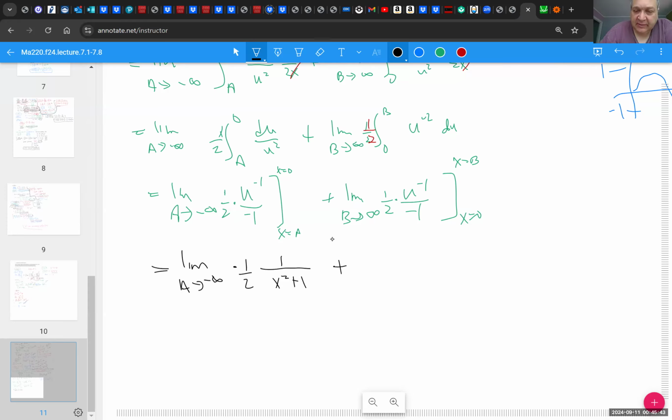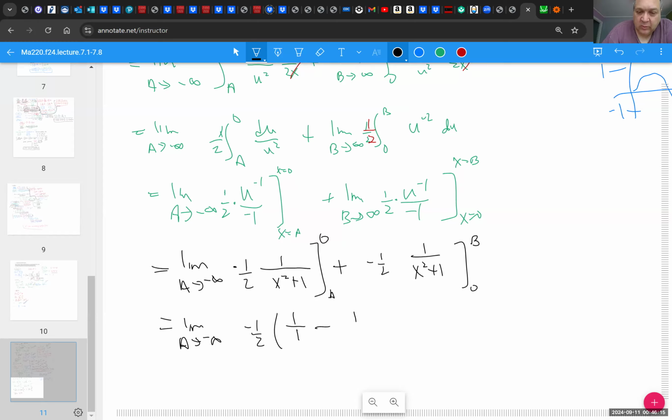And then I'll do the same thing over here. I get the negative and the 1/2, and I get 1 over x squared plus 1. The first guy goes from a to 0, and the second guy goes from 0 to b. So now I have to do my plugging in stuff. Negative 1/2. I got to plug in the top limit first. Top limit is 0, so I get 1 over 1. And then I plug in the bottom limit, which is 1 over a squared plus 1. And then I get plus this minus 1/2.